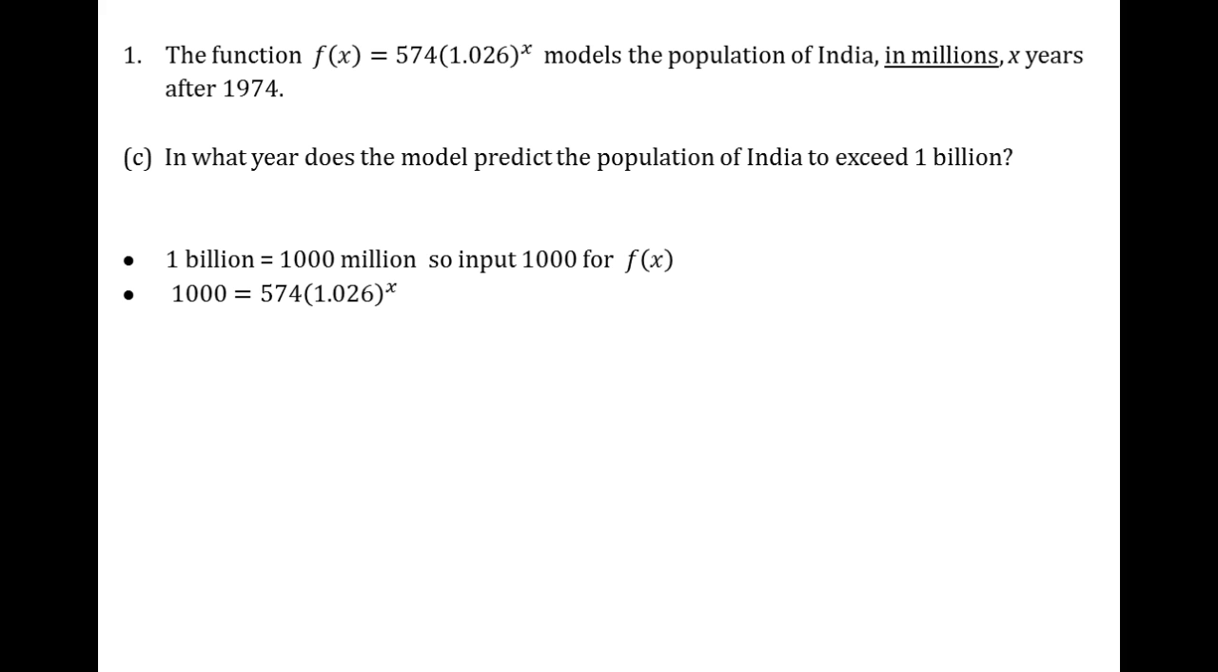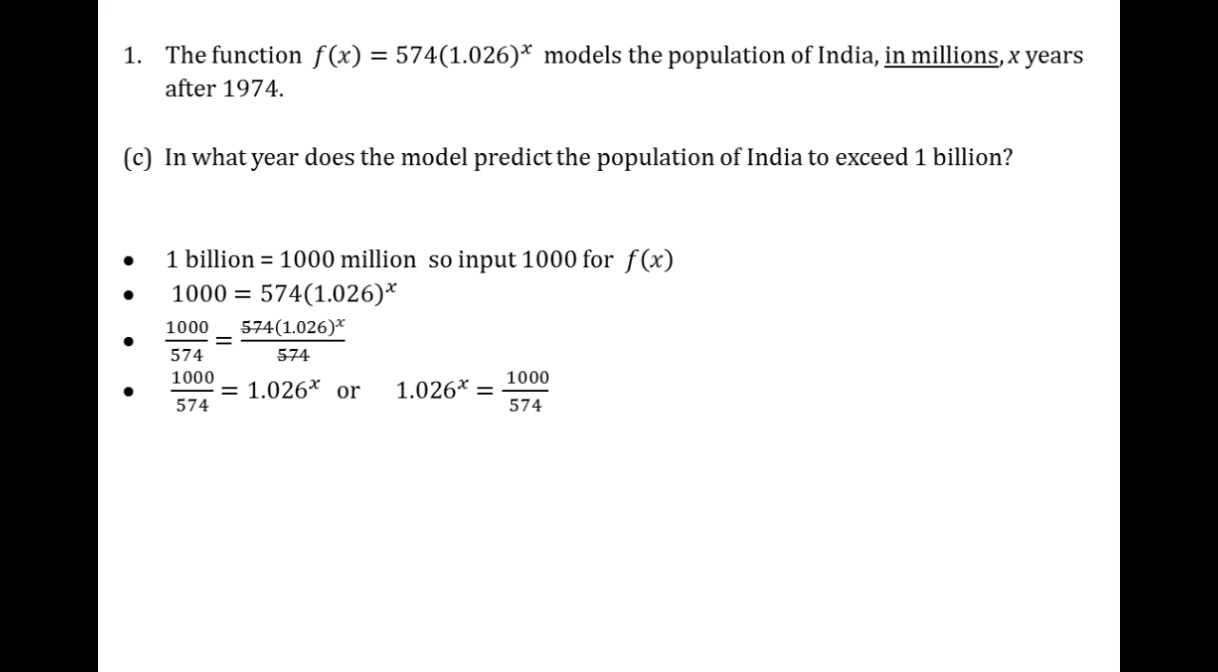So we're going to put 1,000 in there. Now we want to solve that equation for x. We're going to divide both sides by the 574. They cancel out on the right hand side, just leaving us with 1,000 over 574 equals 1.026 to the x power, or we could rewrite that as 1.026 to the x power equals 1,000 over 574.